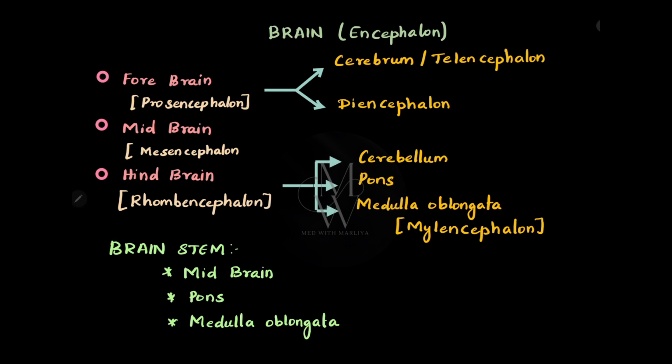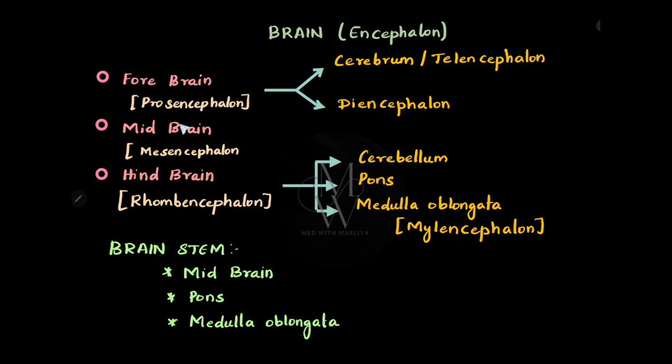Now we are going to discuss a few things regarding the brain. Brain is also known as encephalon. Firstly, at the starting stage of development, brain is divided into forebrain, midbrain, and hindbrain. Forebrain is also known as prosencephalon, midbrain is also known as mesencephalon, and hindbrain is also known as rhombencephalon.